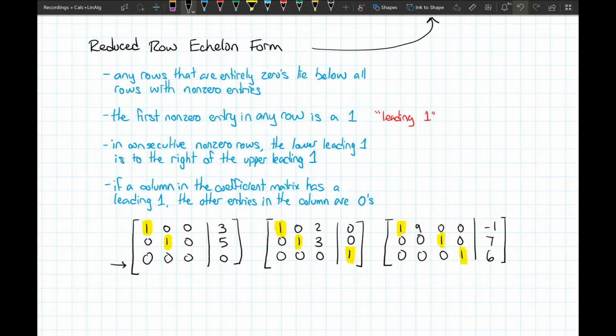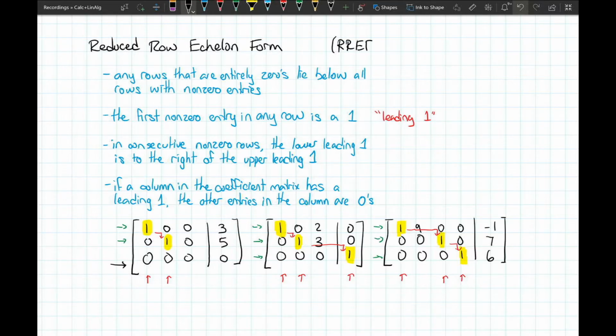The first non-zero entry in any non-zero row, of course, is a 1. You can see I've got those highlighted in the non-zero rows. If you look at all of the green rows here, the leading entry is a 1. In every consecutive non-zero row, you can always see that we've got a staircase of going over and down to get to the next leading 1. And we can also see that in any of these columns that have a leading 1, the other coefficients are all zeros. So these are all in reduced row echelon form.